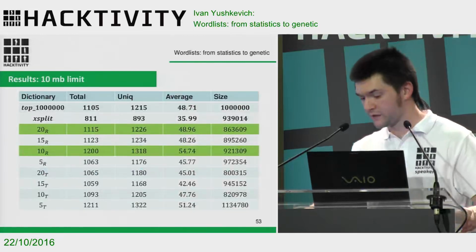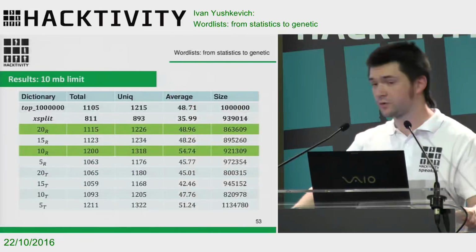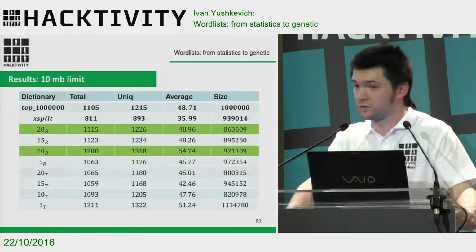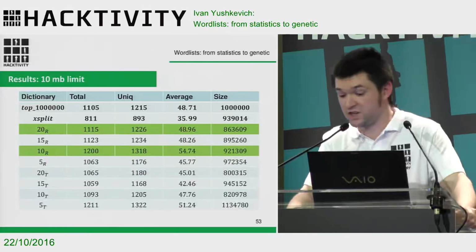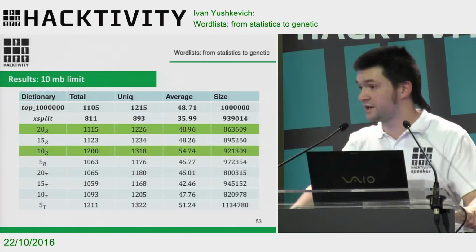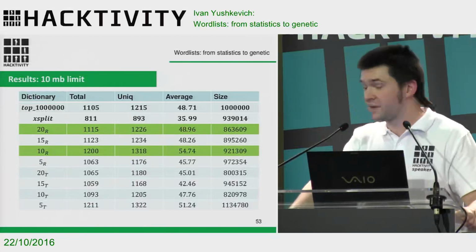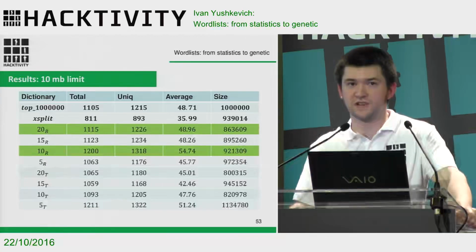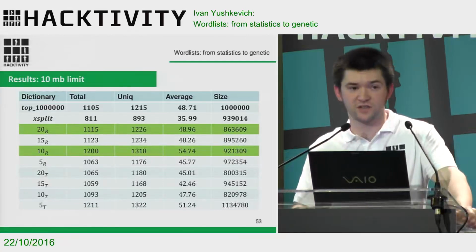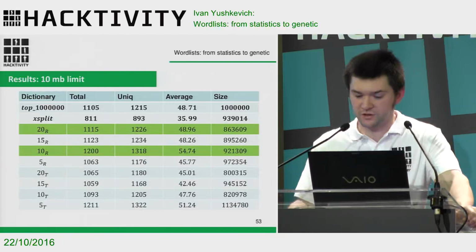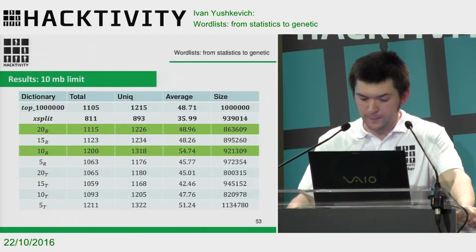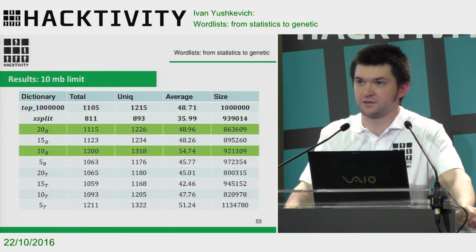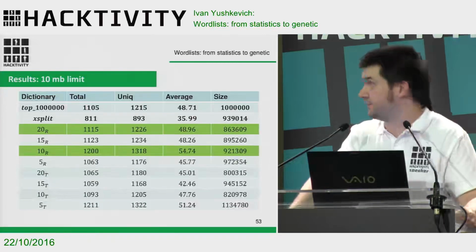And okay, let's see some results. First of all, I picked up two maybe best dictionaries: top 1 million and XSplit. I made another test case which contains about 70 hash lists that are not in the training set. It's very important, because testing on the training set is really dull.